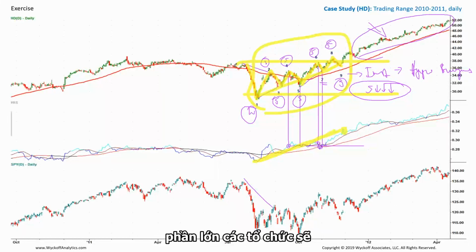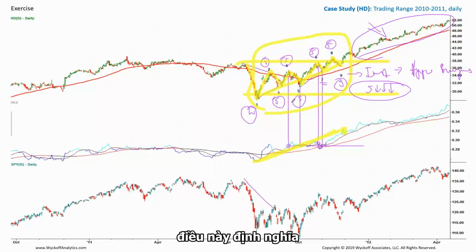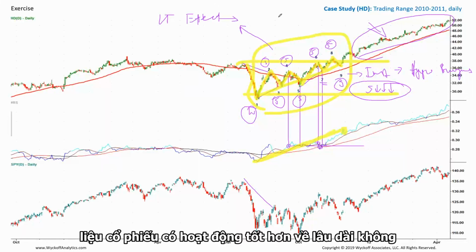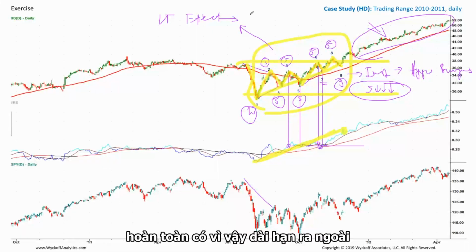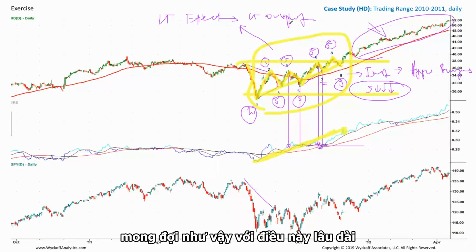Majority of the institutions would prefer to get in on the liquidity, but this defines a lot of the institutional presence. They are buying, and they're consistent and aggressive buying, which, by the way, Adam, should lead to what kind of long-term effect? Would the stock outperform long-term? Yes, absolutely. So long-term outperformance, that's what we should be expecting.